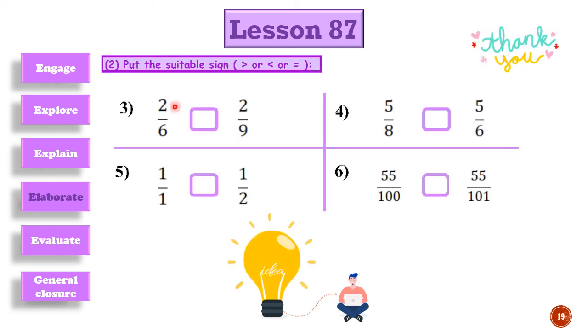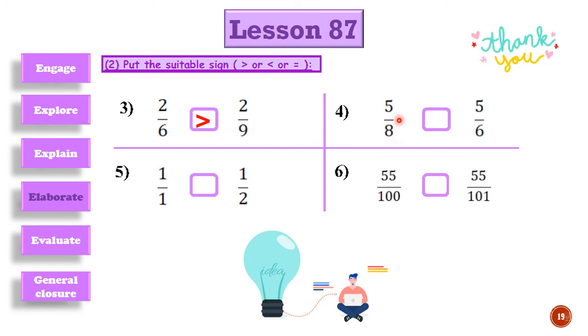Here we have 2/6 and 2/9. Which is bigger? Yes, we look at the denominator. Here we have 6 and here we have 9. When the denominator gets smaller, the value of this fraction gets bigger. Then, yes, good job. 2/6 is more than 2/9.